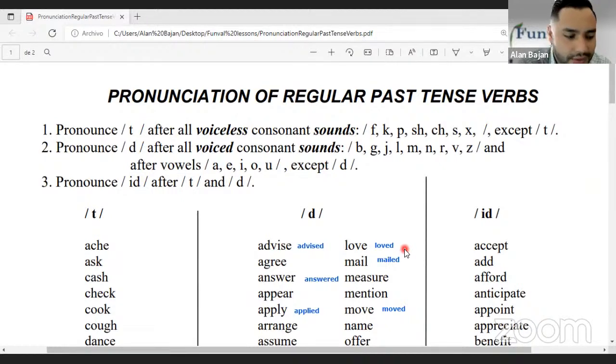So it's not advised, loved, no, mailed, no, loved. Repeat in your houses, loved, advised, mailed, repeat, answered, applied, moved.